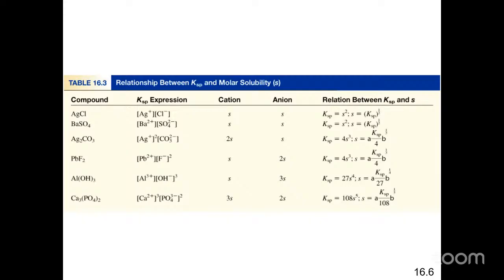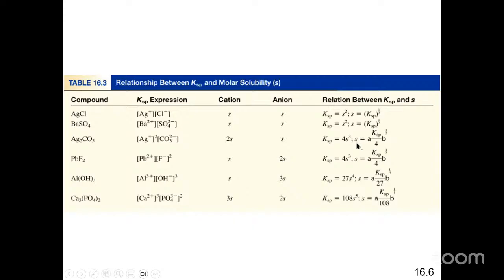In the case of silver carbonate, however, there's a 2:1 ratio between the silver ions and the carbonate ion. So therefore, the concentration of the silver ion will be 2S at equilibrium, and the concentration of the anion would be S. So when we plug those into this expression, we're going to end up with KSP is equal to 4S cubed, and that will be the relationship between KSP and the solubility. Or we can rearrange it.